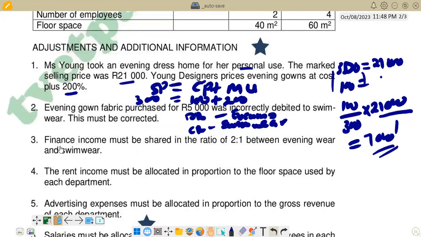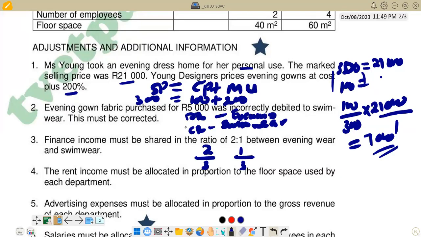If you come on number 3, it's saying finance income is shared in the ratio of 2:1 between evening wear and swimwear. So it means for evening it's 2, then for swimwear it's 1. So what are we supposed to do for evening? We are going to say 2 over the total of 2 plus 1 is 3, so it's 2 over 3 for evening. Then for swimwear it's 1, so it's 1 over 3. So let's go and put that one in the amount.